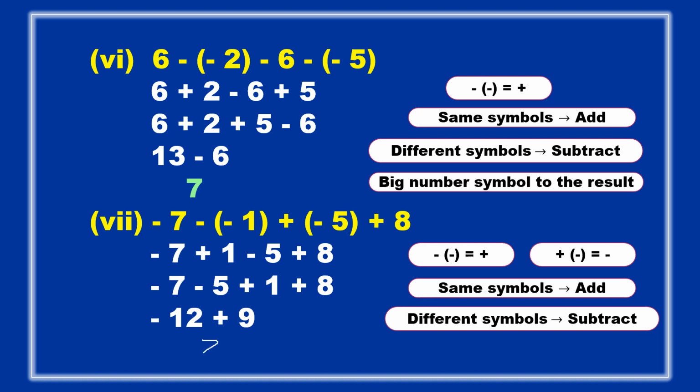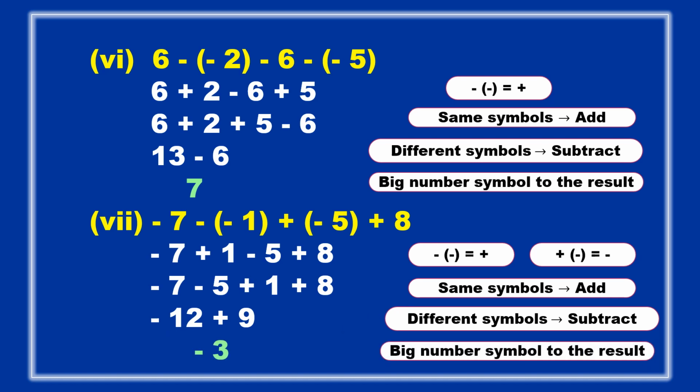It is 3. 12 minus 9 is 3. And here whenever you are doing subtraction, you should give the big number symbol to the answer, right? So minus is the big number symbol. So your answer will be minus 3. Clear? In this way, if you do it in 4 steps, your answer will be finished. So first step, you should remove the brackets. Next, putting the same symbol terms together and solving them. At last, if they are under plus, you should do addition. If they are under minus, you should do subtraction. Okay? So let us take some more examples.